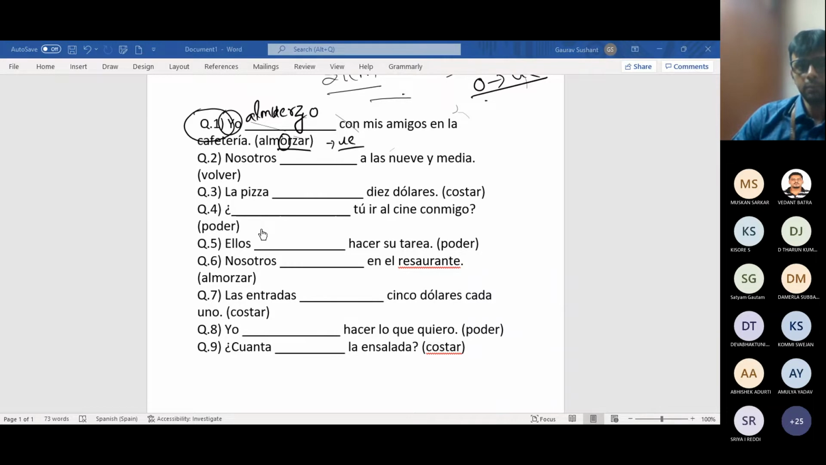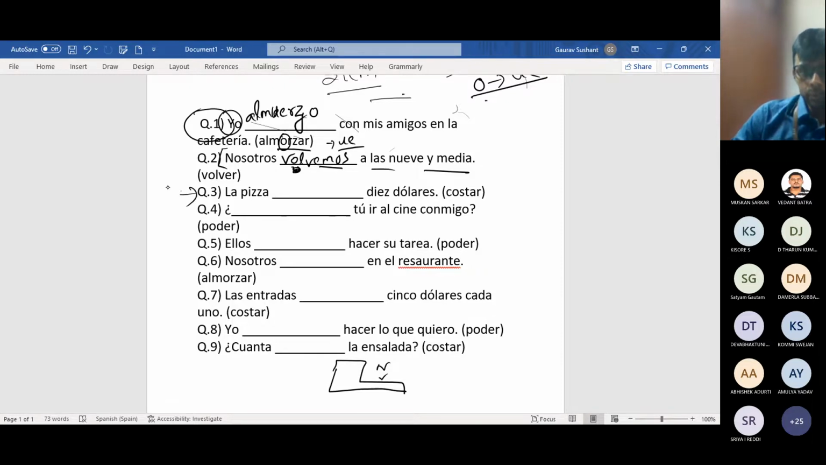Shanid, can you tell me? Yes, sir. Nosotros volvemos a las 9:30. Very good. So here we are not changing the stem because this form does not fall under the boot rule. It is nosotros. As per the boot rule, the nosotros and the vosotros forms do not fall, so you will just conjugate it like a normal regular verb.